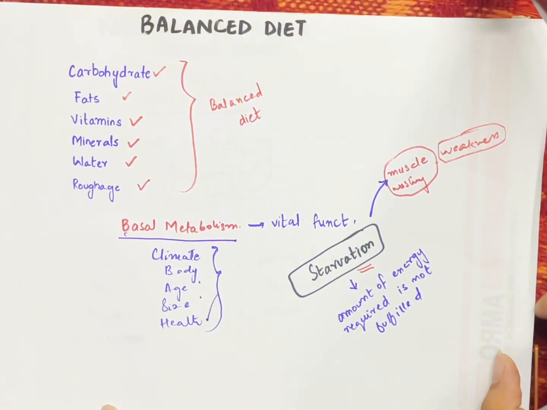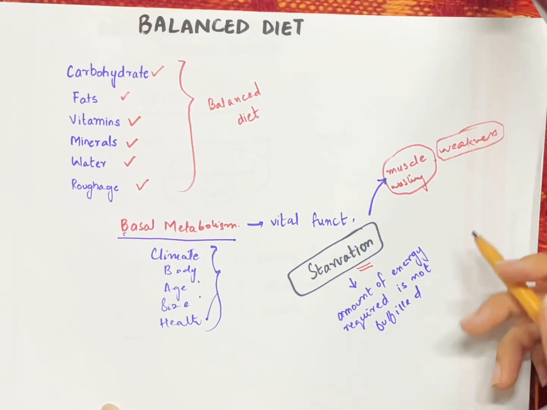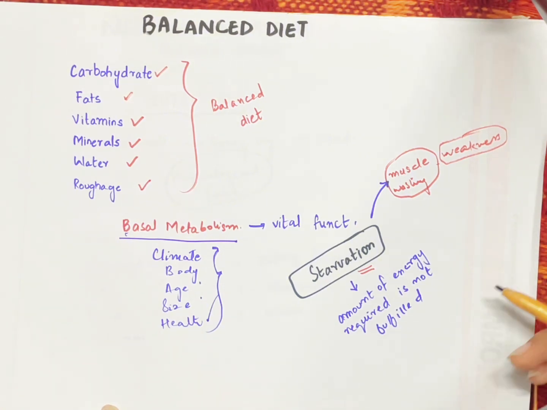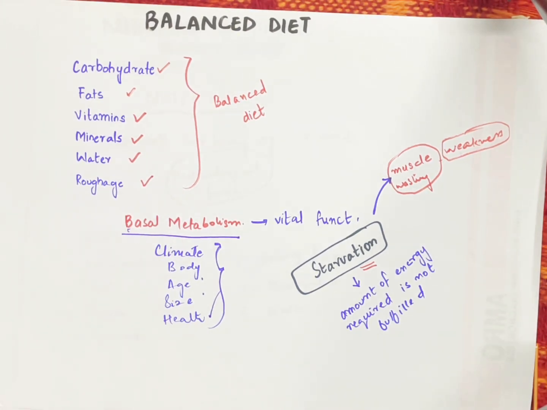What happens when the balanced diet is not taken properly? We say that the condition is known as starvation, where the amount of energy required is not fulfilled by the diet taken by the patient. We say the patient is starved, that is, muscle wasting happens, and weakness is caused by not taking in a balanced diet. This is what the balanced diet means, and it plays a very vital function in the performance of the body and its vital functions.